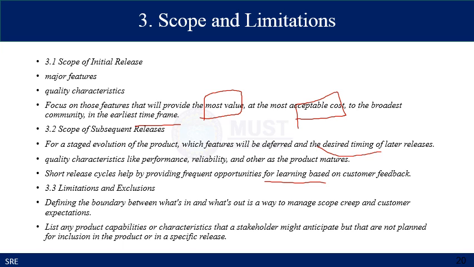This section also includes the limitations and exclusions. By defining the boundary between what is in and what is out, it is a way to manage scope creep and customer expectations. And limitations and exclusions also list any product capabilities or characteristics that a stakeholder might anticipate but that are not planned for inclusion in the product or in the specific release.